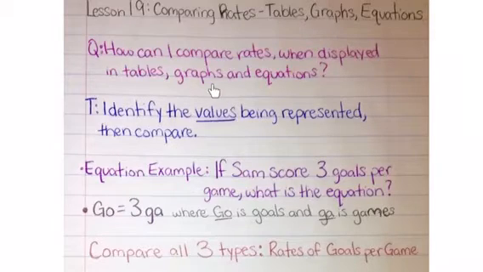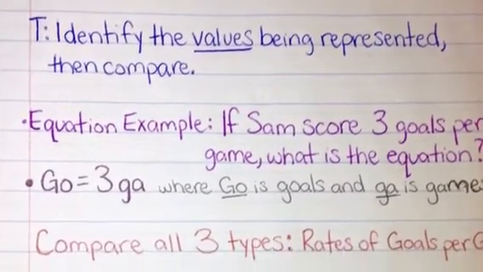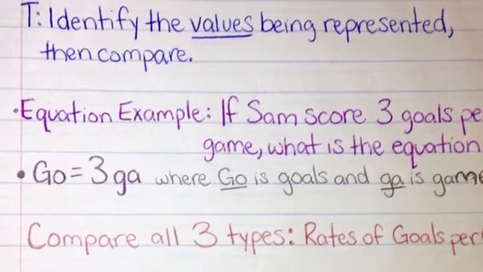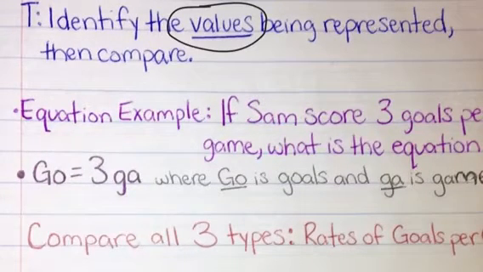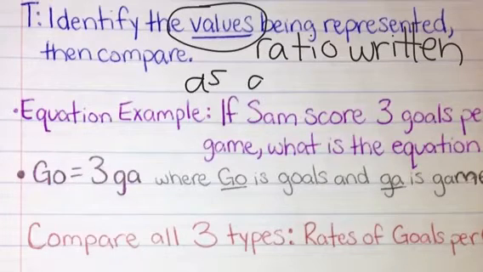So all of these different methods of modeling data can be broken down into what is their value. And when I speak about value, I know that that word kind of gets tossed around a lot. But in this sense, the value is referring to the ratio written as a fraction.